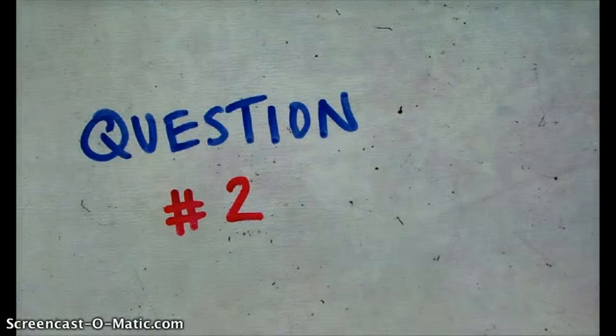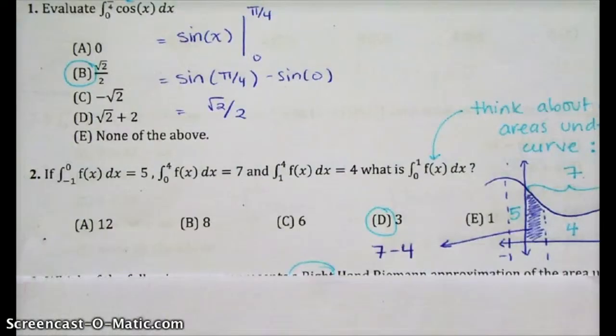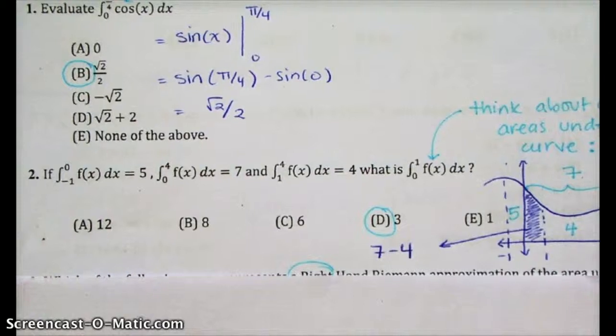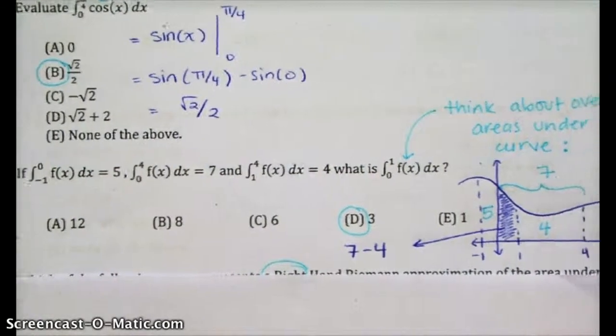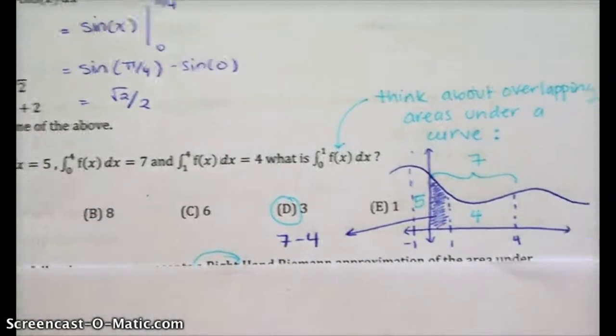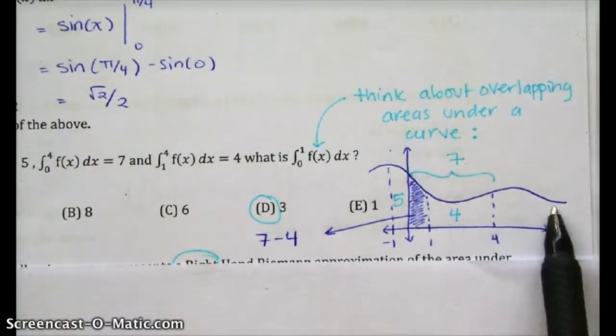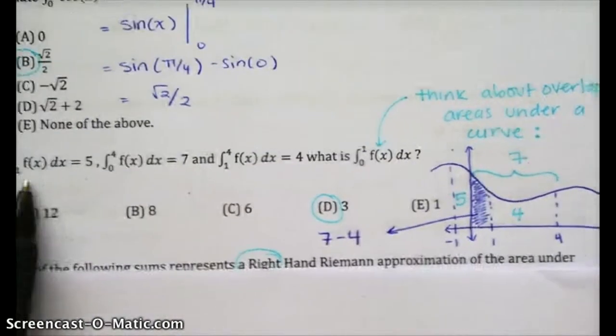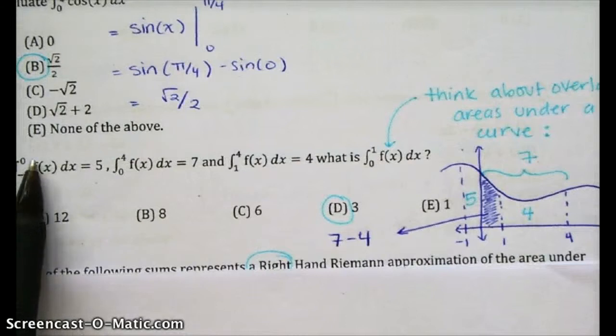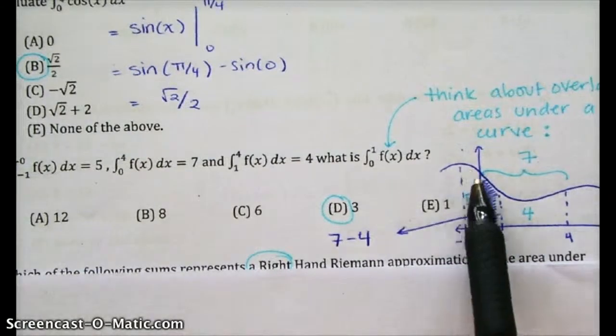Question number 2. Question number 2 was kind of an overlapping areas problem. I like to draw myself a little diagram, although some of you can probably do this in your head at this point. But imagine we have some function. I usually just draw a curvy line knowing that this is not necessarily what it looks like. Each of these integrals represents a certain area. So from -1 to 0, the area in this little section is 5, and I just mark that area.